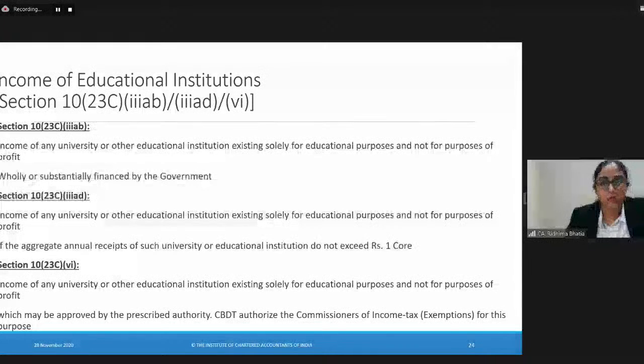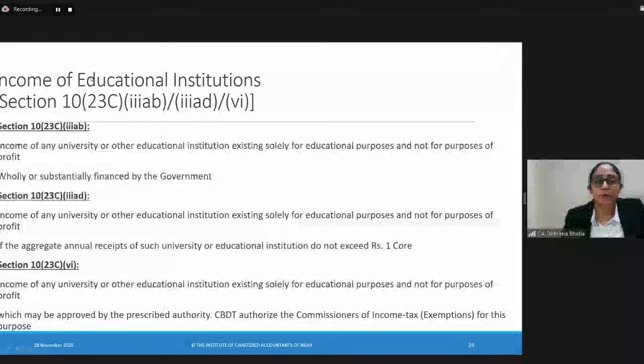But now I'm talking about the educational institution. There are three types of educational institutions which are covered under section 10 clause 23C. One is 3AB. Students, please try listening and connecting, because again I'm saying this will help you understand the charitable trust part also, because there is the same thing there.